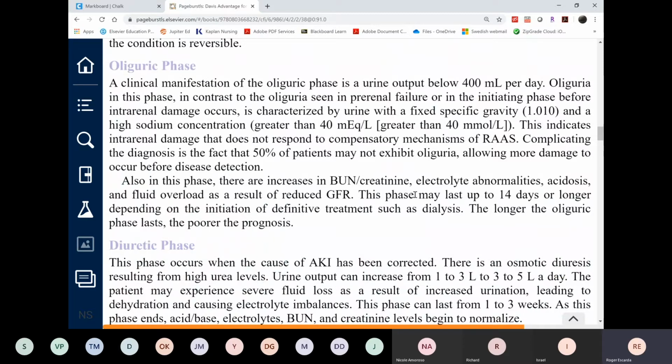Miss Vivian. So let's enumerate. Let's say I put this on a test question and I say the nurse recognizes that the patient in AKI is still in the oliguric phase by which of the following findings? Select all that apply.